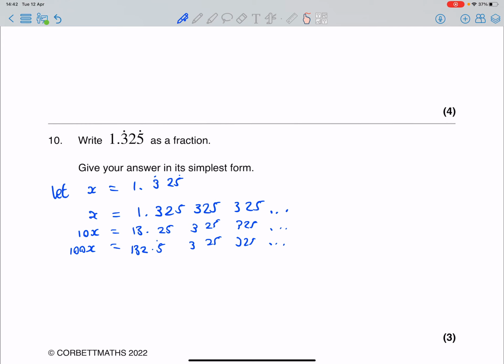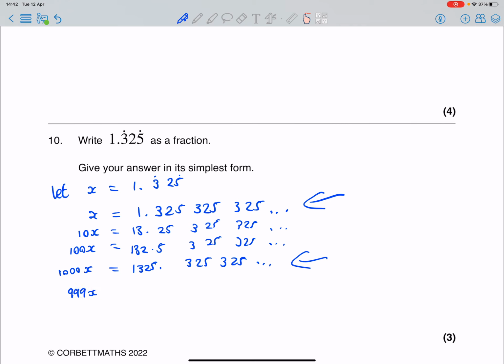So if I times again by 10, I get 1,000x, giving 1325.325, 325, and now this matches with this, because they both have the same numbers after the decimal point in the same order, starting with 325. So it means that now things can cancel. So if I did 1,000x, take away x, that gives me 999x.